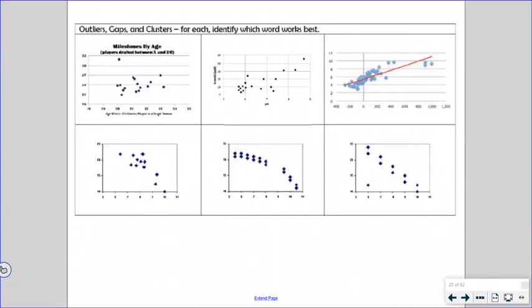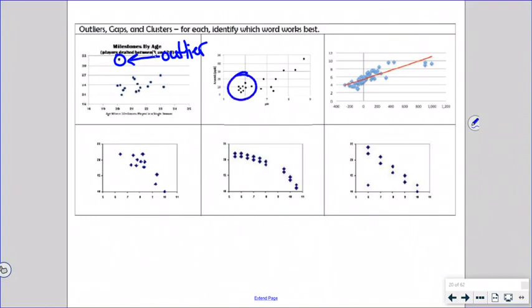Oh, well. What's this fun stuff? Outliers, gaps, and clusters? Well, an outlier is a dot that doesn't seem to fit anything. See how all these dots are kind of in the same area? This guy right here doesn't seem to belong. He's an outlier.